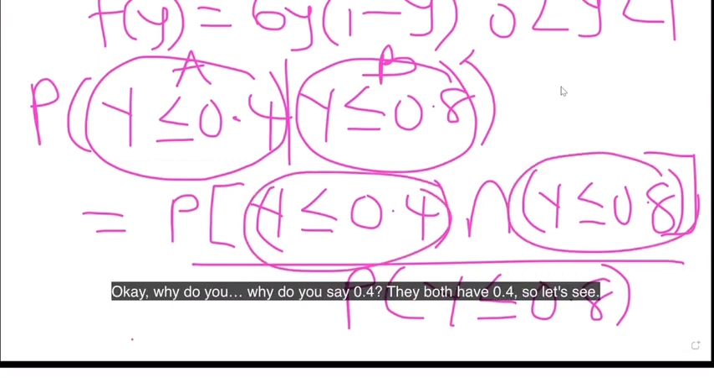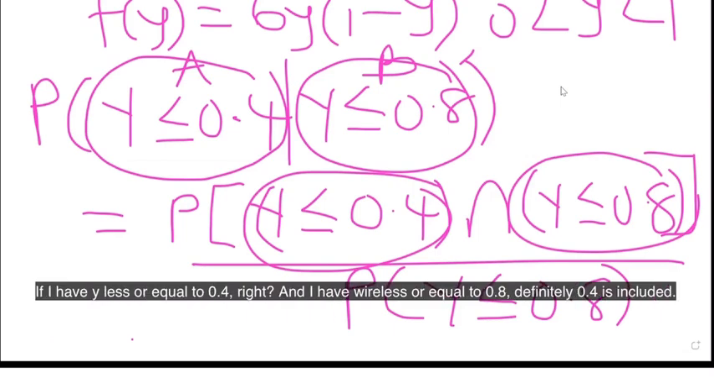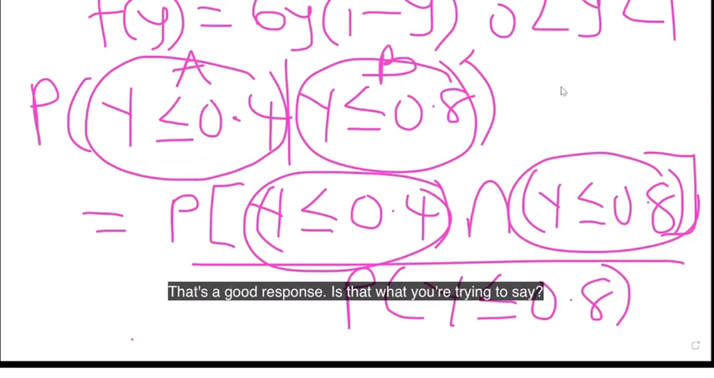Why do you say 0.4? They both have 0.4. So let's see. If I have y less than or equal to 0.4, and I have y less than or equal to 0.8, definitely 0.4 is included. That's a good response. Is that what we're trying to say, or something very close, right? Send me a message for extra credit.